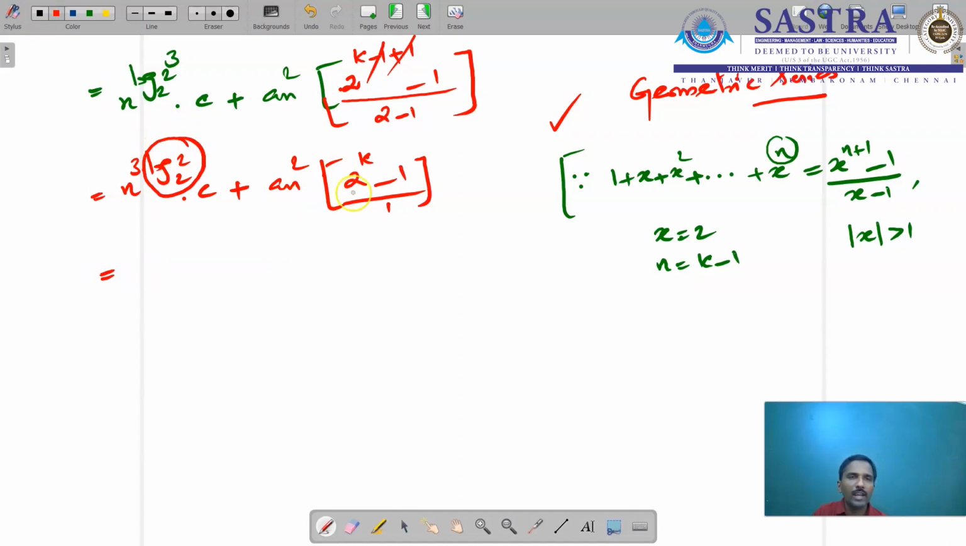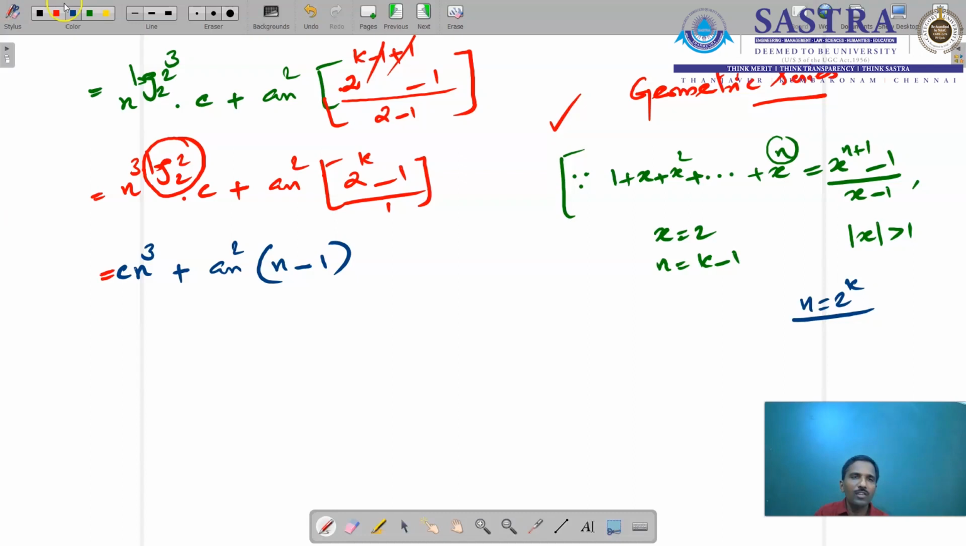So here we can write this as n power 3 into 1, so that we can write this is simply n power 3, n power 3 into c, or write c into n power 3 plus a into n square into 2 power k minus 1. Since n is assumed to be 2 power k, substitute 2 power k as n, we will get n minus 1 whole divided by 1. So that results in n minus 1.